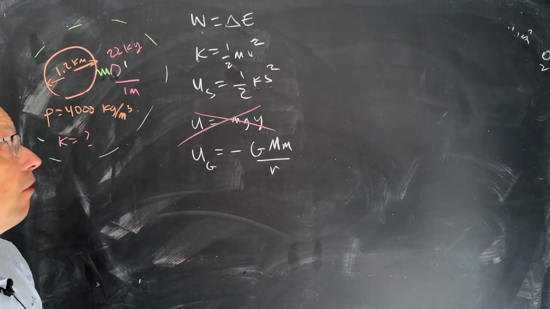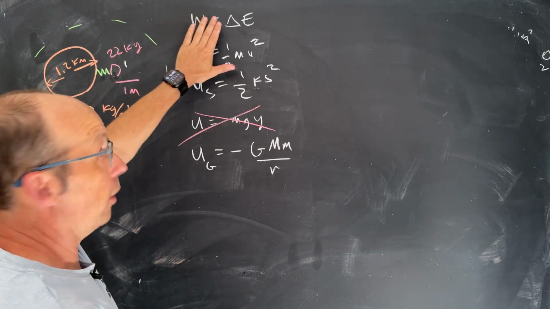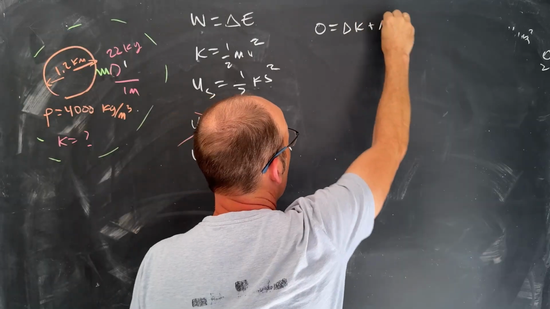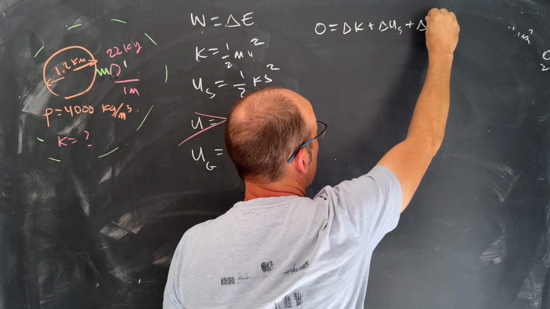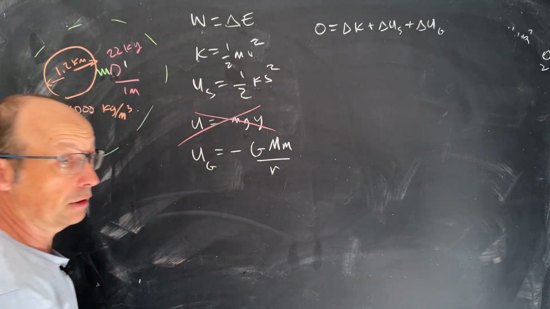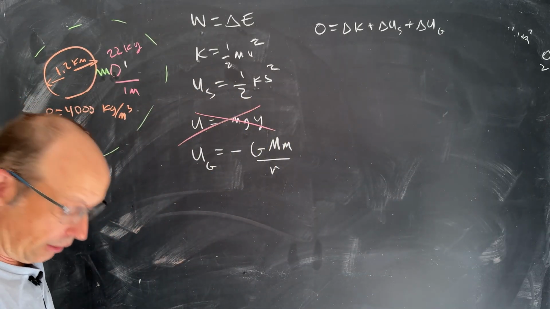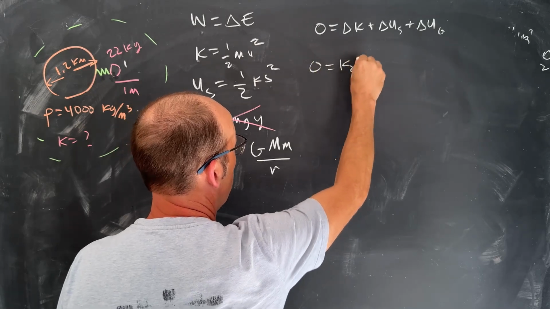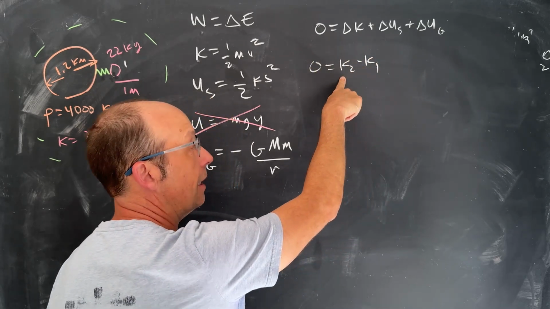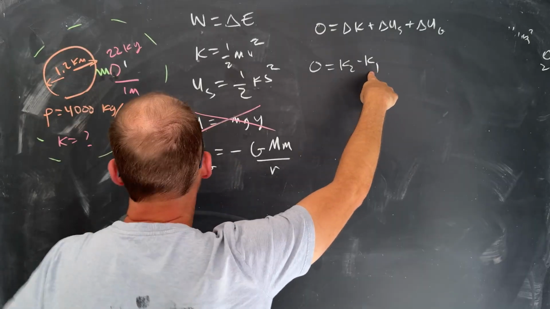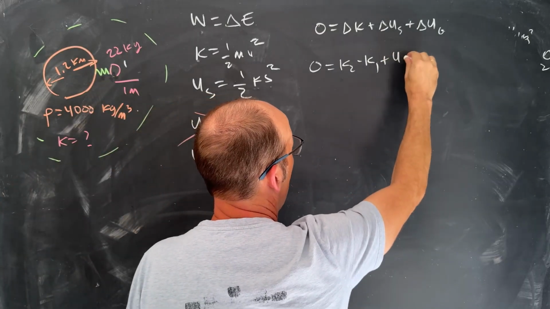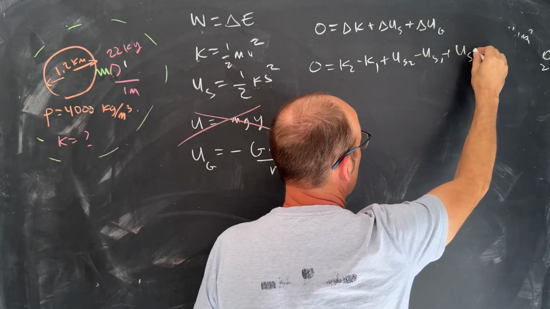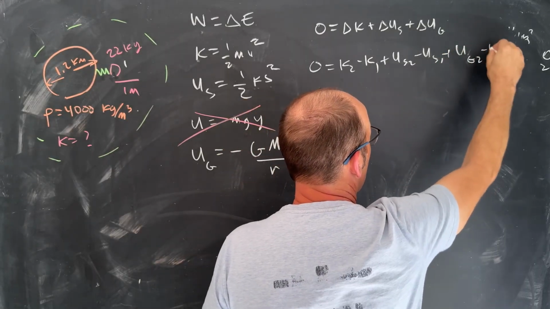So now we can write our work energy equation. So we already said the work is 0. So I have 0 equals the change in kinetic energy plus the change in spring potential energy plus the change in gravitational potential energy. Okay, let's write that out as 1s and 2s. So this is going to be 0 equals K2 minus K1, that's the kinetic energy really far away minus the kinetic energy starting off, plus US2 minus US1 plus UG2 minus UG1.